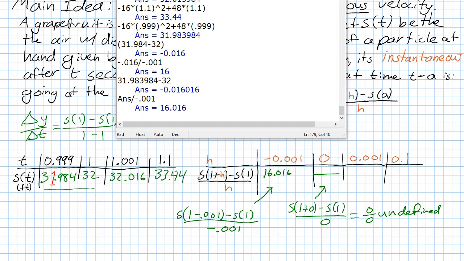And notice the units of this are feet per second. So we had a negative change in the number of feet as we went backwards, divided by that negative change in time, which ends up giving you a positive velocity, which makes sense because we knew the grapefruit was going upwards at this point. And then we're going to get something similar for this other one here.